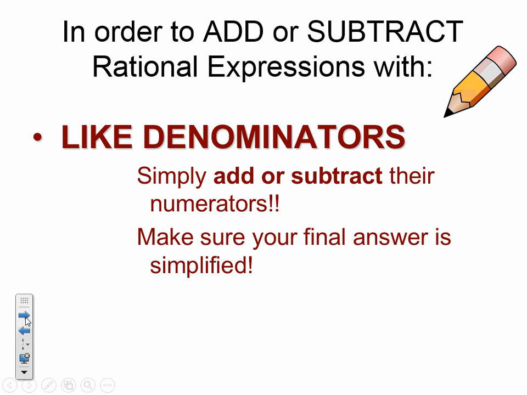In order to add or subtract rational expressions, today our focus is on like denominators. Go ahead and get this part in your notes. When you have like denominators, when they're already alike, we are simply going to add or subtract their numerators. The top of those fractions will just get added or subtracted together, and then make sure your final answer is in simplified form. If it's not, we might have to do a little extra to make sure. So we need to add and subtract those numerators today if we have like denominators.